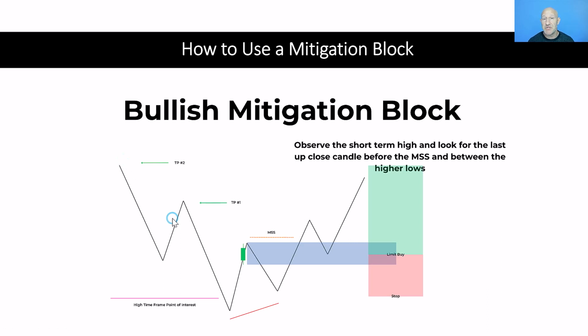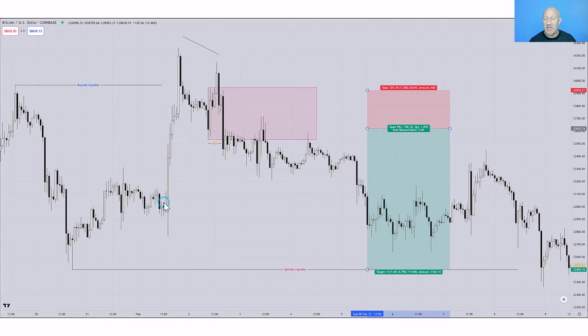So let's finish off by looking at some real life examples from our charts, because obviously this is a diagram and it doesn't always look quite so neat on our charts, so sometimes we have to look a little bit harder. And so in this first example, we're going to be looking at a bearish mitigation block set up on Bitcoin on the hourly chart.